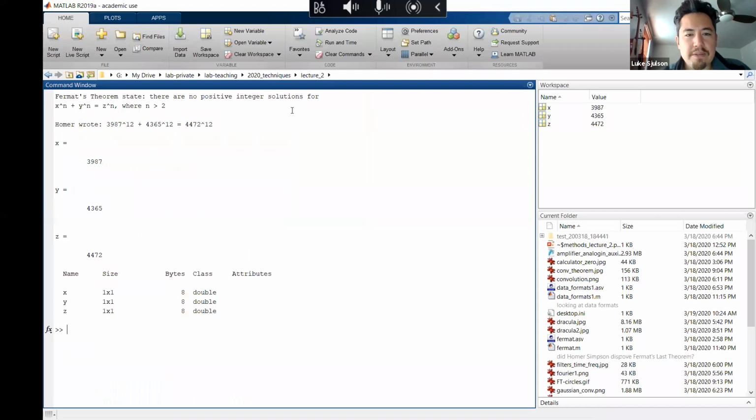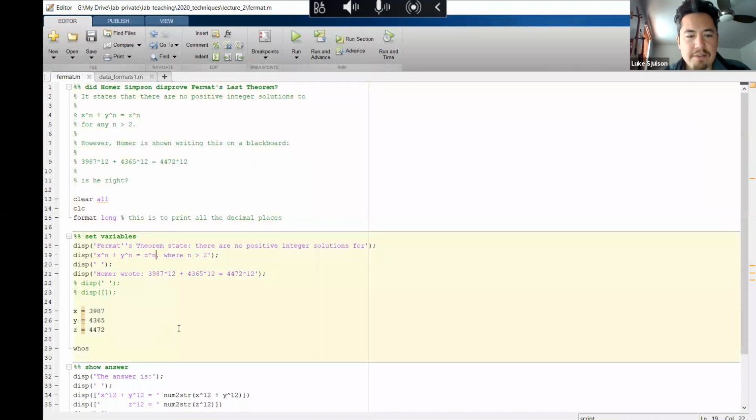Okay, so set up the variables. This is what the theorem says. That's what Homer wrote, okay? So that's the x, y, and z we have here. And if you look here, they're all doubles. They all take 8 bytes, which is 64 bits of memory. So we're using double precision floats now for Homer's calculation.